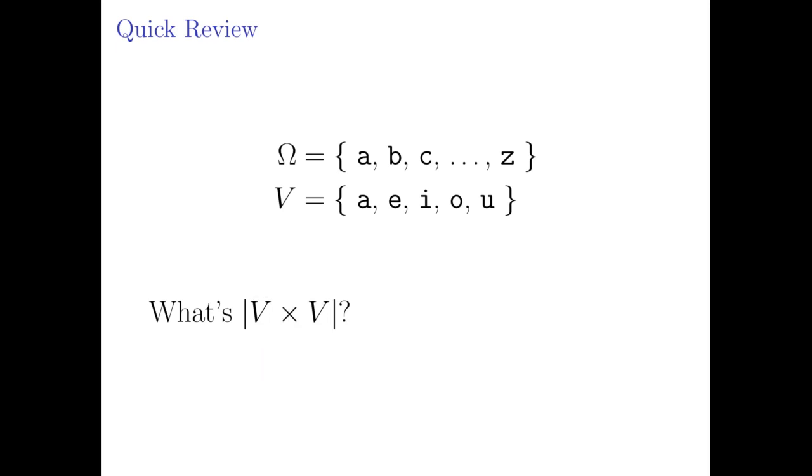And last one, what is the cardinality of V cross V? And the answer is 25. There are 25 ordered pairs. One of them is A, comma A. One of them is A, comma E. One of them is A, comma I. Somewhere in there is O, comma O. Somewhere in there is U, comma E, etc. There's every combination of a vowel in the first place and a vowel in the second place, leaving 25 total ordered pairs.